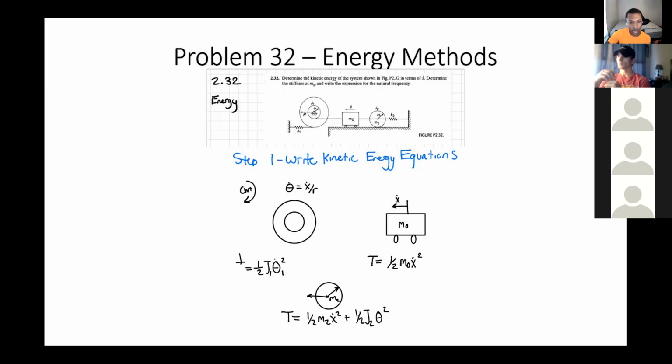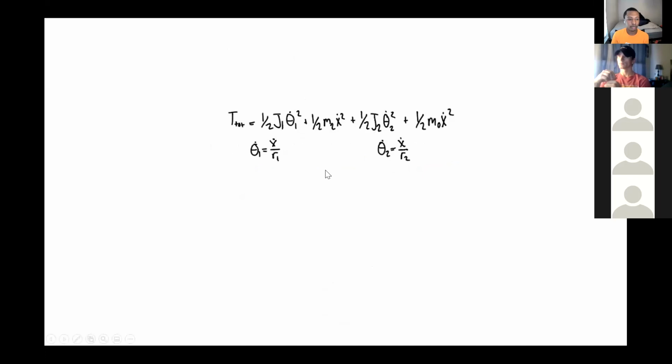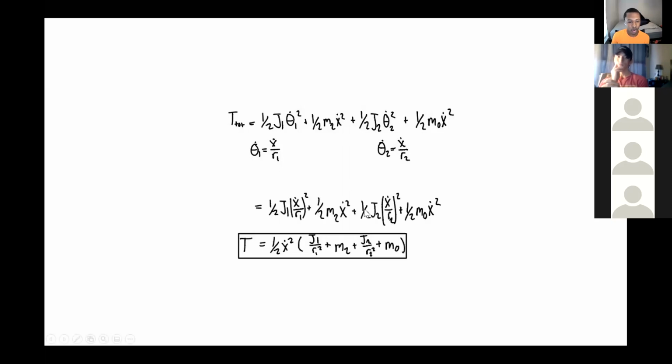And then we can go ahead and set up our relations here. So for the first rotating disk, theta dot is attached. Your x is attached to the r1, so you know theta dot 1 is x dot divided by r1. And the second point mass, you're attached to r2. So that's how you relate everything in terms of x dot. And then your final equation for this, for kinetic energy, would be this.